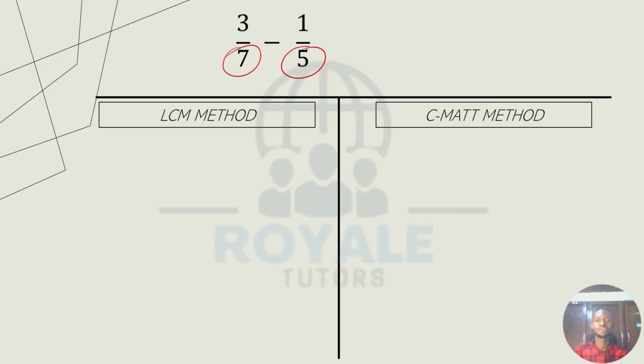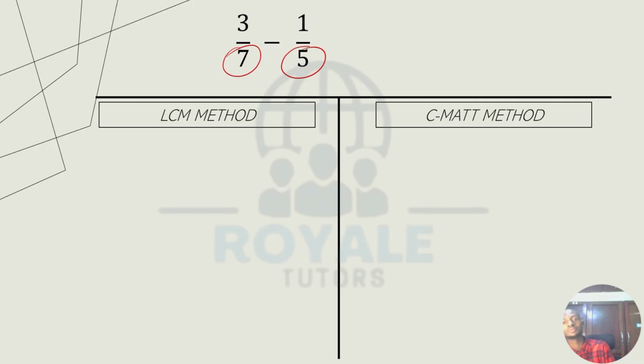7 is not a factor nor a multiple of 5. Neither is 5 a factor or a multiple of 7. So in this case, what do we do? In this case, we use our LCM, which is lowest common multiple method. And we can also use our CMAT, which is cross meet at the top.